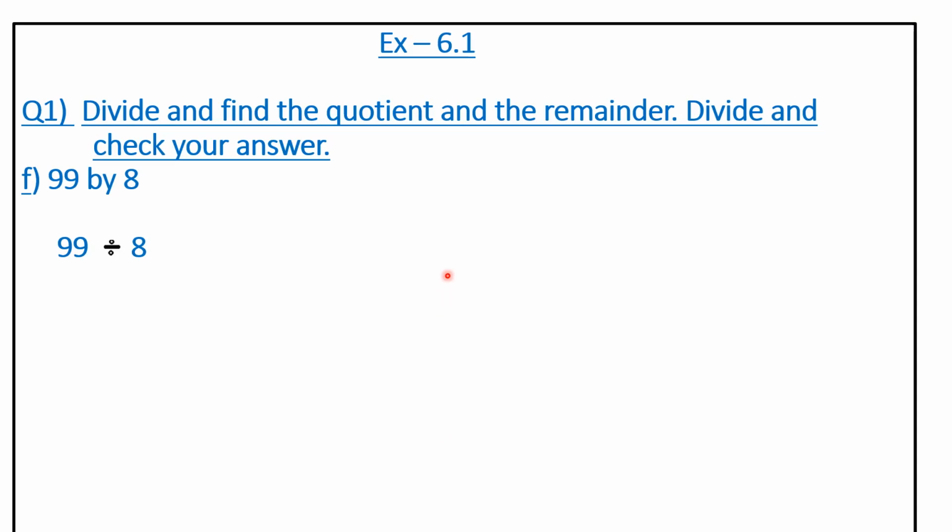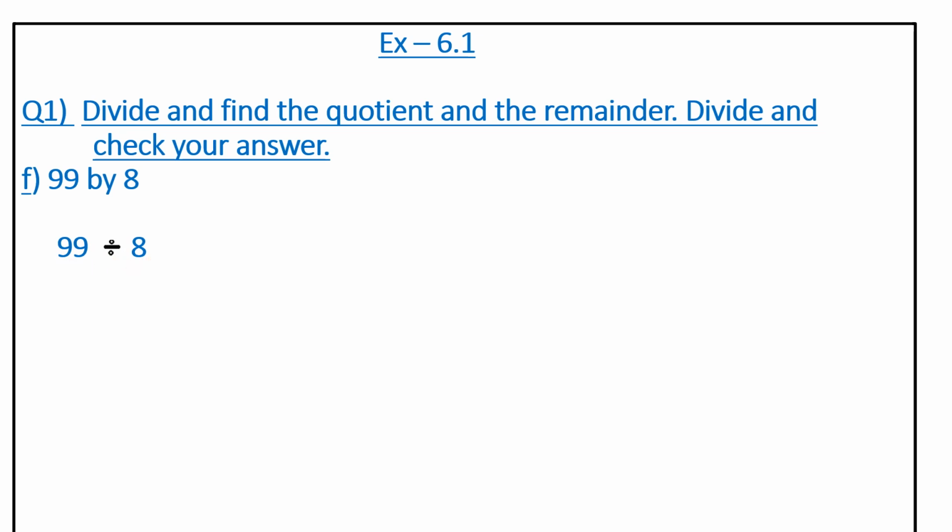Start exercise 6.1. We had done 2 questions in the last video. Now we will start question number 3. So divide and find the quotient and the remainder. Divide and check your answer also. So let's take question number 3. Here you have to divide 99 by 8. Okay. So write with the division sign 99 divided by 8.